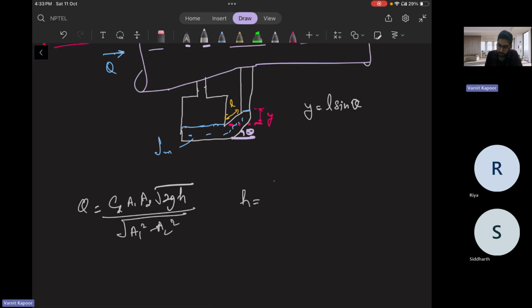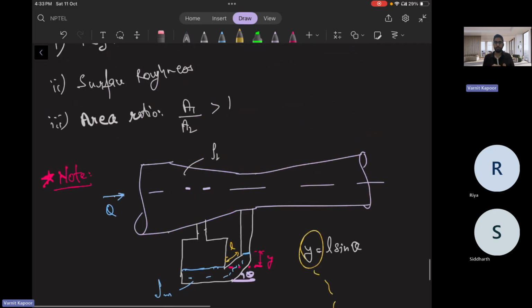So if I use the expression of H in terms of Y, this time my Y will be this value only, that is L sine theta. Is it clear? Any doubts? No doubts? So we'll take a short break and then we'll start with orifice.